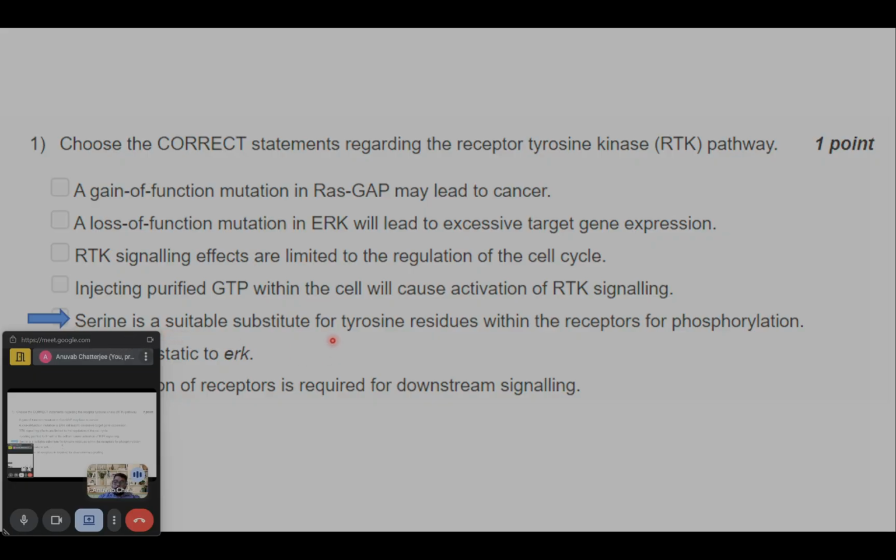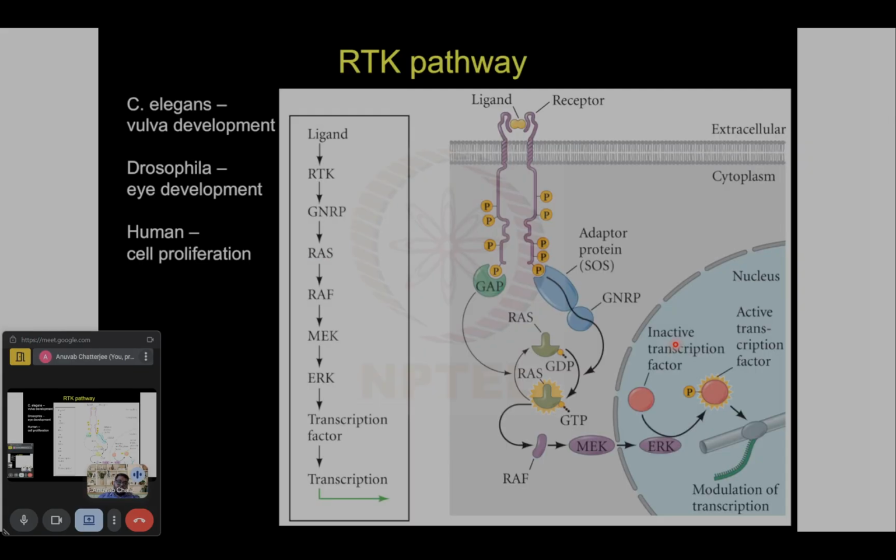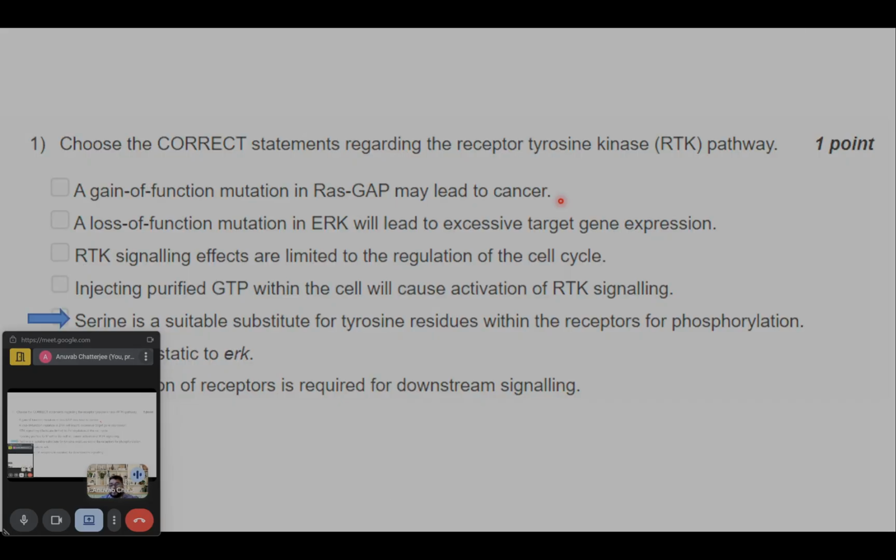Serine is a suitable substitute for tyrosine residues within the receptor for phosphorylation. This is indeed true. So the amino acid tyrosine are the ones that are being phosphorylated, but serine can be substituted in their place to actually cause the phosphorylation instead, or be phosphorylated in turn, because they have the same OH group at their ends, if you remember your amino acid biology. So they can actually do this.